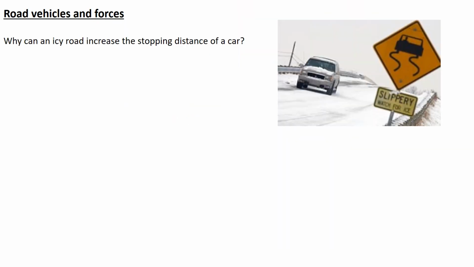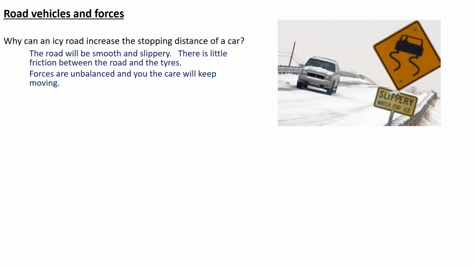So, vehicles and forces. So think about this. Why can an icy road increase the stopping distance of your car? Now, think about when you've tried to walk on ice and when it's been slippery outside, or if you've been on the AstroTurf and it's been wet, okay? How does that increase the stopping distance when you're trying to run fast and slow yourself down quickly? So the road will be smooth, so there's little or reduced friction between the road and the tyres. Therefore, the forces are unbalanced, and the car will not stop as quickly.